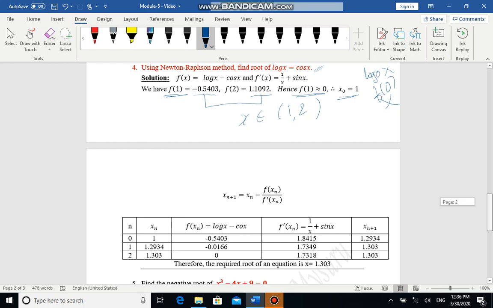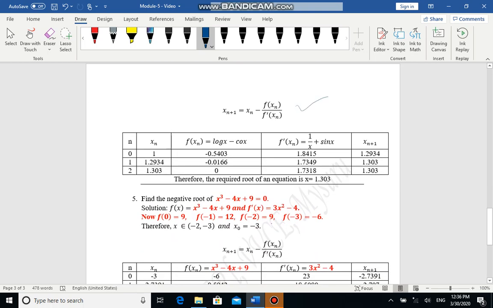Now using this x naught is equal to 1 and the Newton-Raphson iterative formula as usual in the table, find out the iterative value of x. So x naught is 1, use this in f of x and f dash of x and substitute this value in the Newton-Raphson iteration formula. We receive the first iteration as 1.2934. Now update this value here and use this to find out f of x, f dash of x. Substitute everything in the formula. The second iteration is 1.303. So these two are not equal, so repeat the procedure. In the third iteration we got 1.303. So the second and the third iterative values are equal. So this is my final answer.